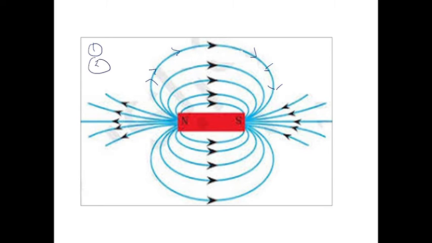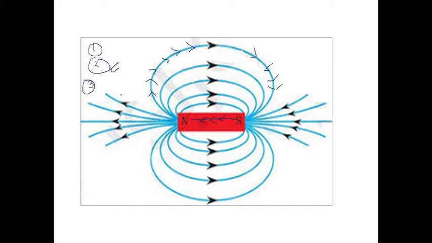Second, inside the magnet, listen to my point carefully. Inside the magnet, the situation is just reverse. Inside the magnet, the direction is from south pole to north pole. Outside the magnet, the direction is from north pole to south pole. But inside the magnet, the direction is south pole to north pole. Very most important point number 2.